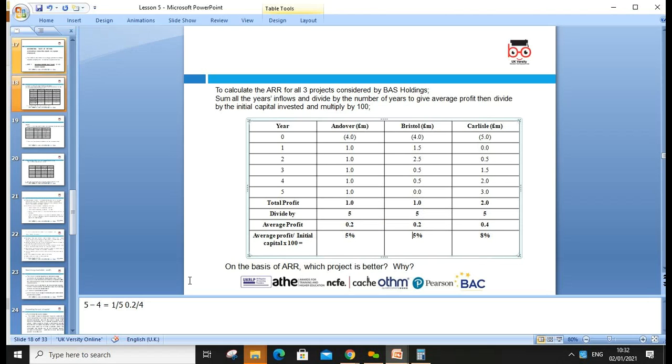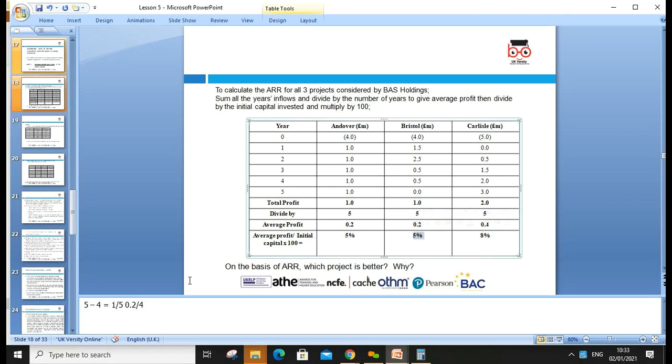Yes. And then you do Bristol, we're getting 5%. If you look, if we choose Bristol and Andover, these two projects, both give us 5%, but which one is the best, A or B? Because in A we'll get in year one 1.5 million, 2.5 million, then we'll get 0.5, 0.5. In year 5 we get nothing, yes, but overall we'll get 1 million. We divide by 5, we get 0.2, and the average will be 5%.